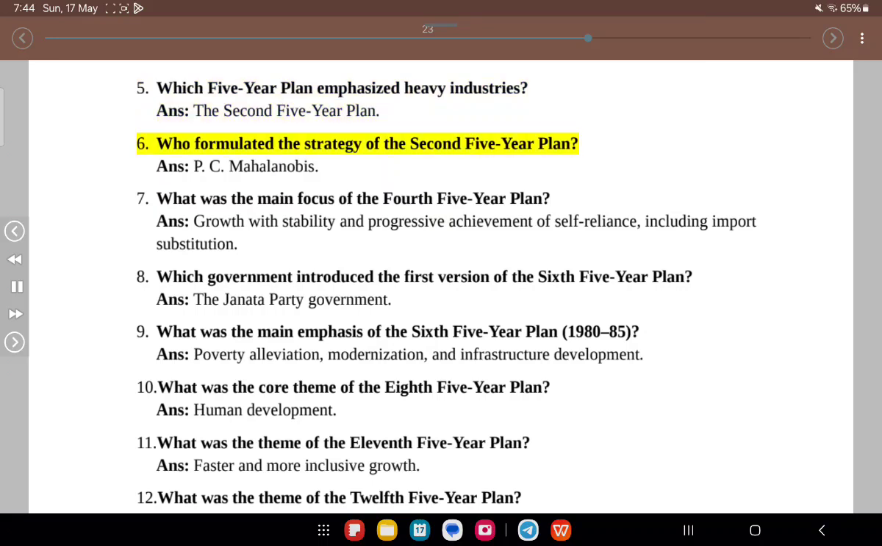6. Who formulated the strategy of the second 5-year plan? Ans. P.C. Mahalanobis. 7. What was the main focus of the fourth 5-year plan? Ans. Growth with stability and progressive achievement of self-reliance, including import substitution. 8. Which government introduced the first version of the sixth 5-year plan? Ans. The Janata Party government.